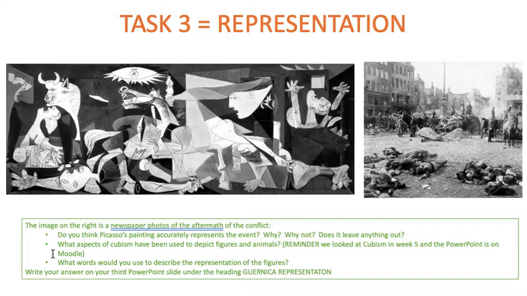The next thing is: what aspects of Cubism have been used to depict figures and animals? So remember, Picasso was one of the creators, along with Georges Braque, of Cubism. So we looked at Cubism in week 5, and the PowerPoint is still on Moodle if you want a little recap of the elements of Cubism. I want you to think about what aspects of Cubism have been used to depict the figures and animals, and how have they worked? Has it been successful? Was this a really good way to represent conflict by using Cubism? Hint, it's fragmented. So, is that a really good way to do that?